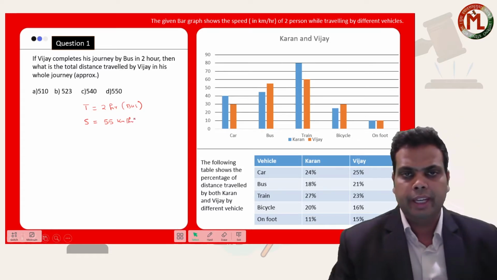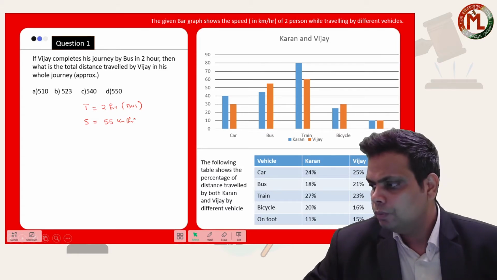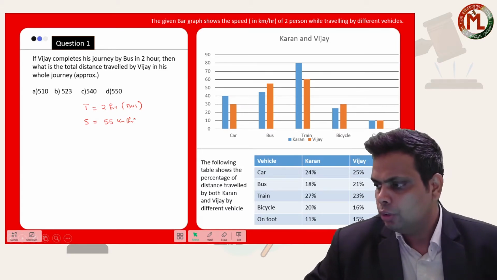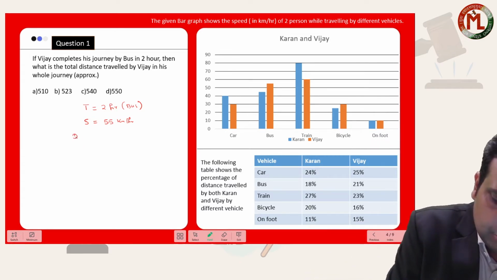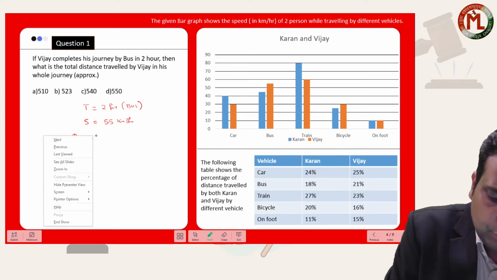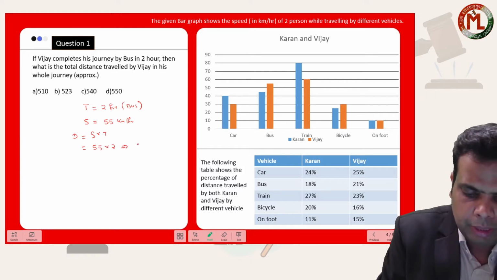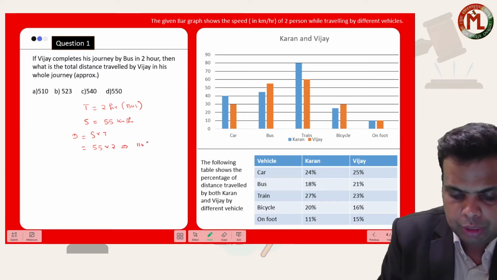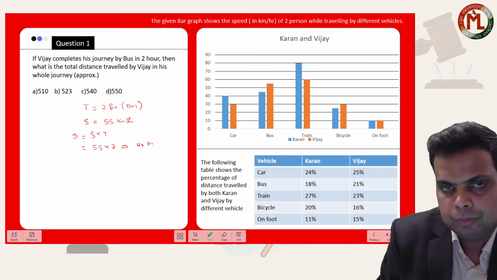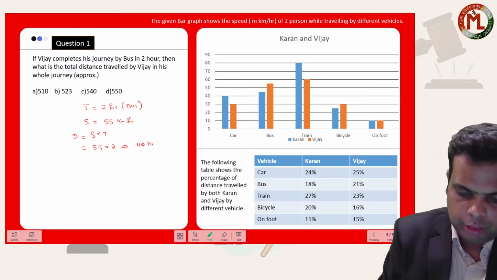Now the next thing we can do is easily find out the distance, correct? So how to find the distance? Distance is equal to speed into time. As we know that speed is given 55 and time is given 2. So the total distance covered by him by bus will be 110 kilometer, right? This is 110 kilometer. I hope this is clear.